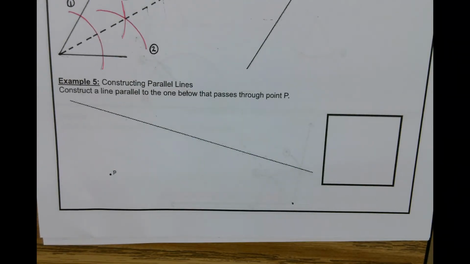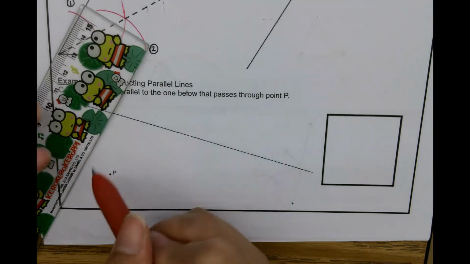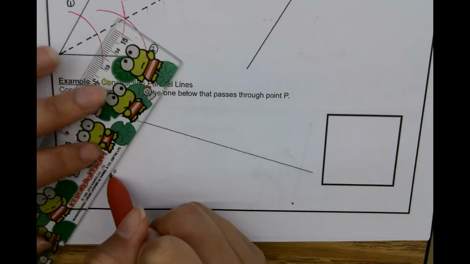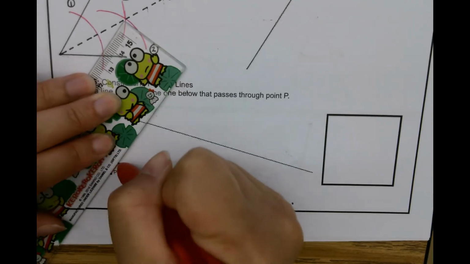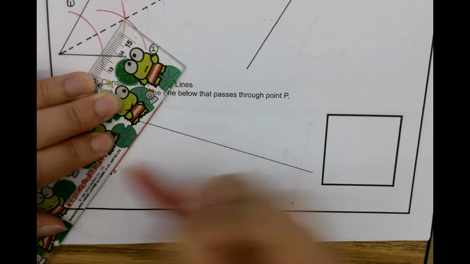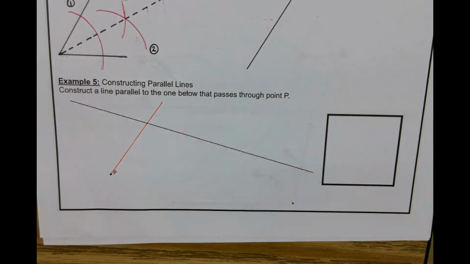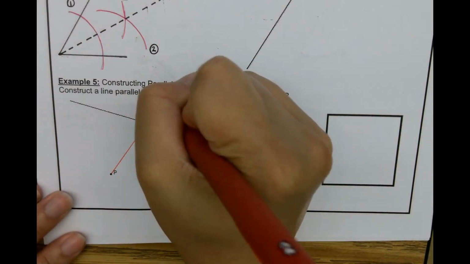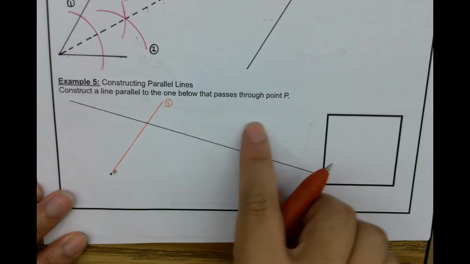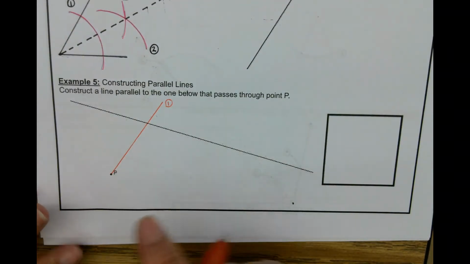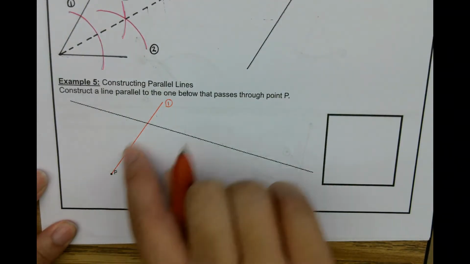So the first thing we're going to do is draw a line connecting that point to the line that we're going to be parallel to. So this is step one. It could be anywhere. You could have done it here, you could have done it here. It doesn't matter. You're just going to connect P past this line.